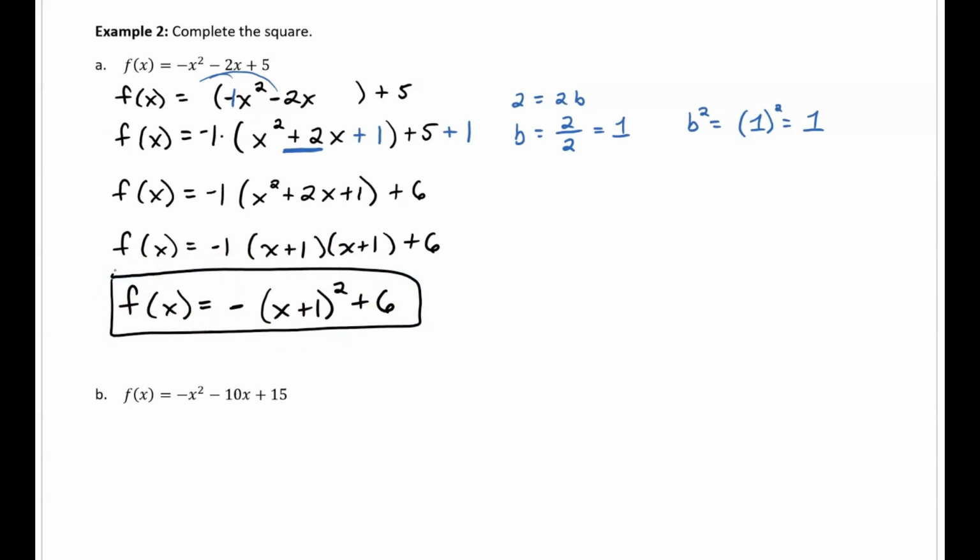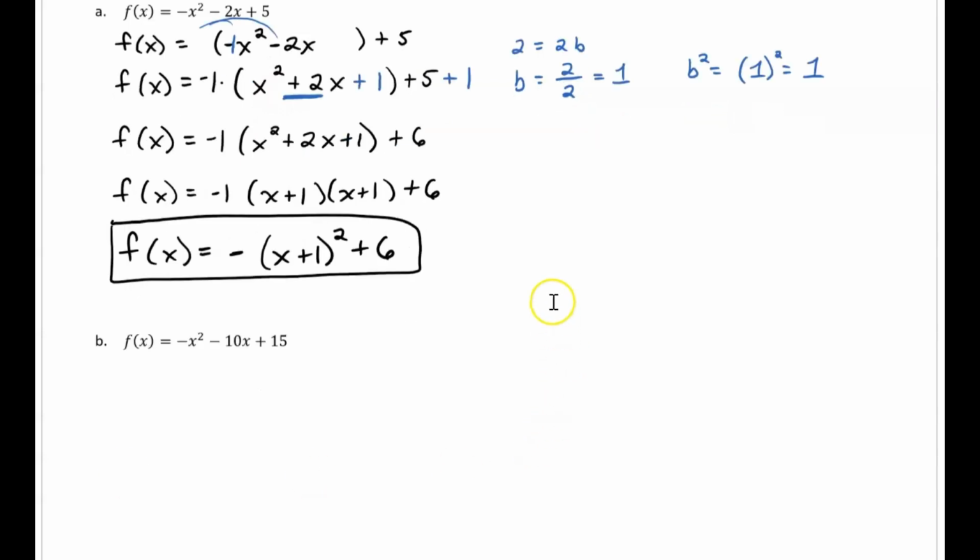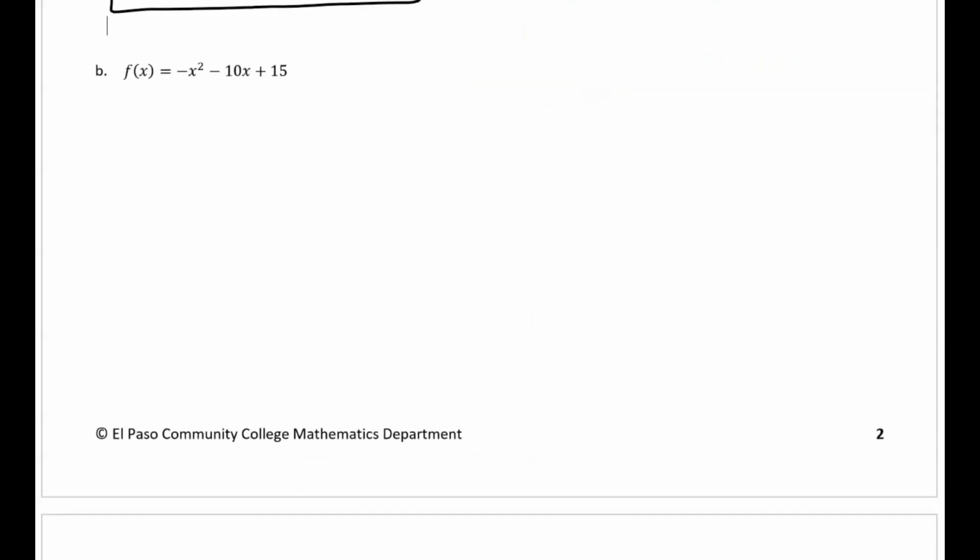So negative signs, just like any other time we work with a negative value, we've got to pay a little more attention to it. It calls for a little more attention just to make sure we're using things in the right way. Let's try that again. Let's try out part B. In part B, we have negative x squared minus 10x plus 15.